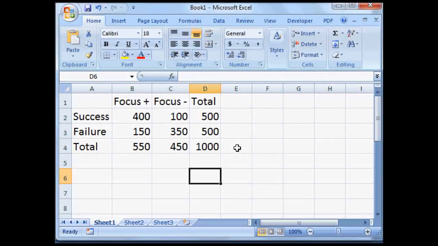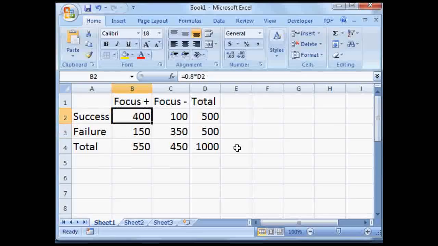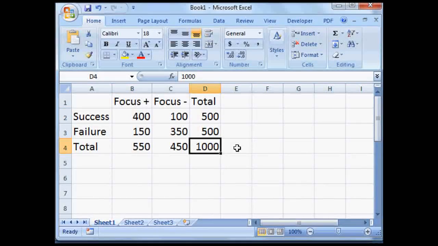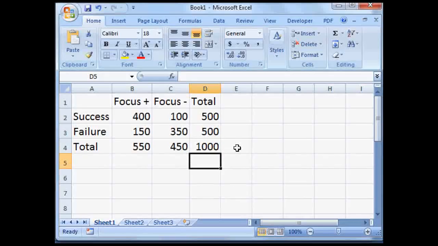Now, does that mean there were 400 successful products that had a good focus group? No, not in real life, but it means of 1,000 hypothetical products, we would expect 400 to have both, right? So the probability of success and focus group success is 400 divided by 1,000. Who knows what the actual numbers are, but with a hypothetical 1,000, we get 400.